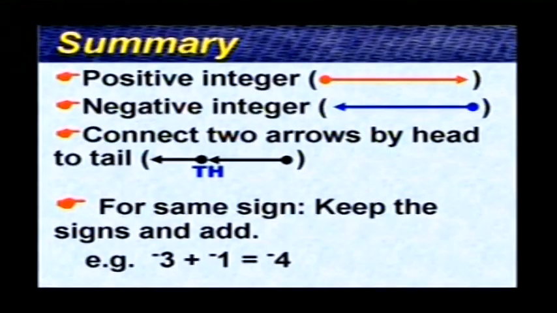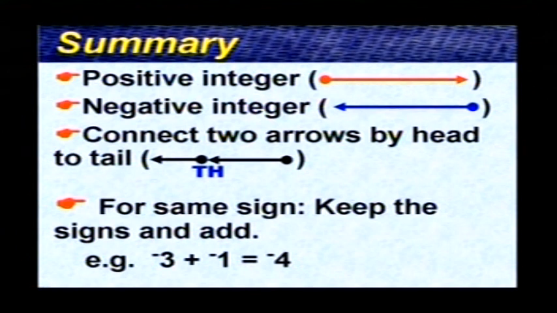Now, receiving students and 7s, we will look at our summary points. Our summary points: positive integer on the number line. The arrow is going towards the right direction. So a positive integer on the number line is shown by the arrow going towards the right direction. Don't forget that.